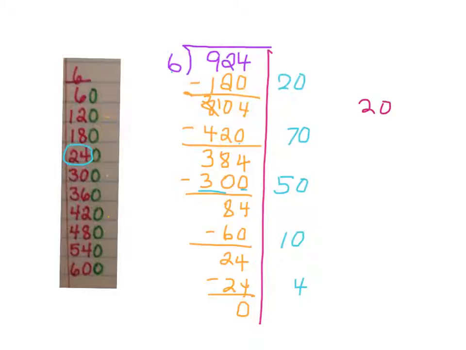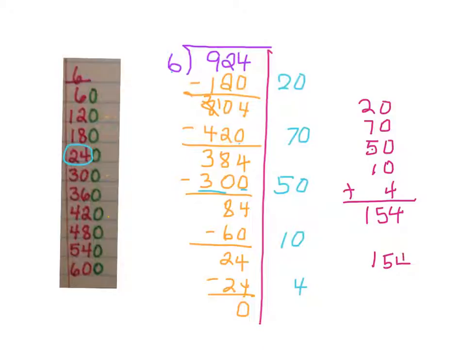So 20, 70, 50, 10, and 4. 0 plus 0 plus 0 plus 0 plus 4 is 4. 2 plus 7 is 9. Plus 1 more is 10. Plus 5 more is 15. And I get 154. I can check my work.